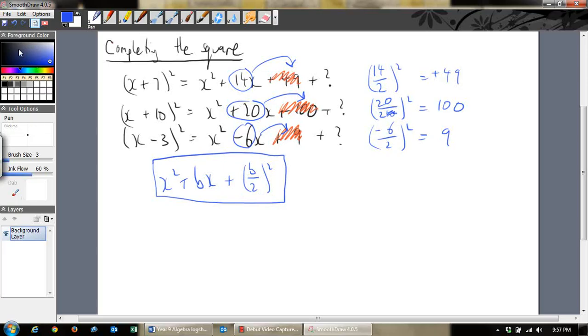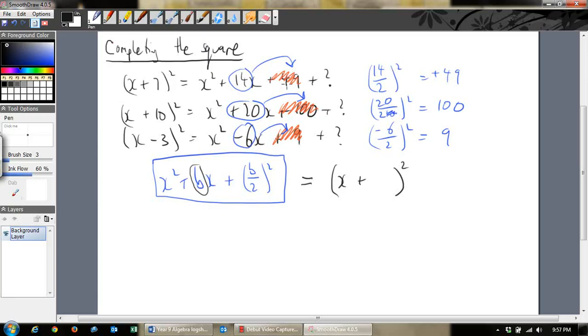In general, this is how you complete the square. If you've got some number in front of x, which is called b, to create a perfect square out of that, you'll add b divided by 2 and square it, and that'll create a perfect square. And what that'll end up looking like once you put it into your brackets and have squared will be x plus.